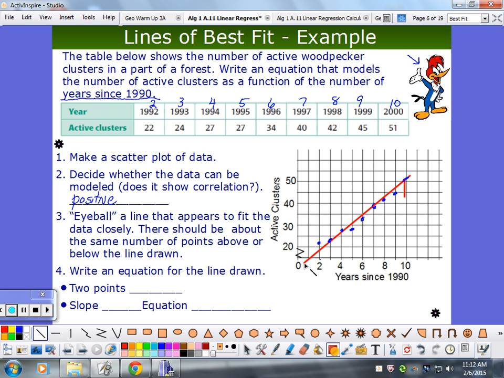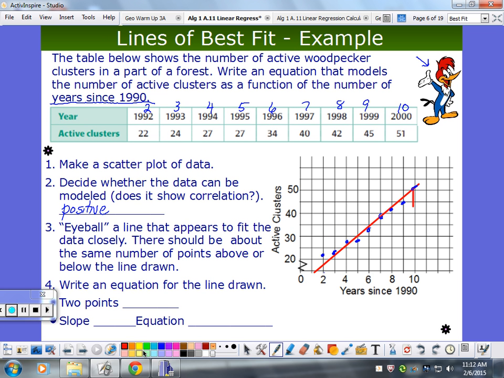And again, your goal is to have as many points above as below. And again, it's hard. Just do your best guess. That was my guess. Let me just get rid of that. Everybody's drawn a line, right?